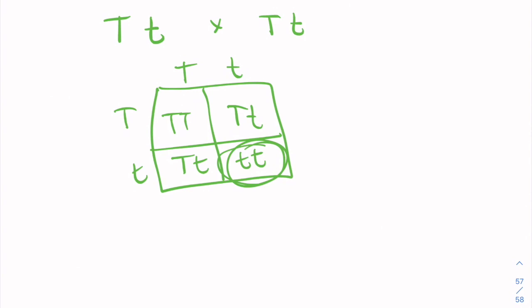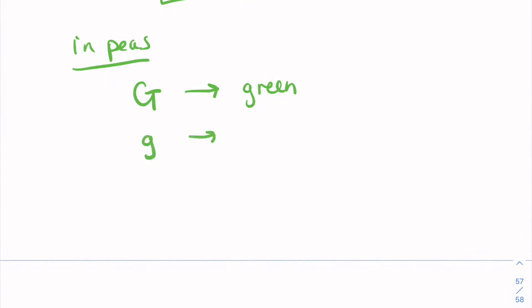I want to give you a new trait. So in pea plants, a dominant allele, capital G, causes the peas to be green. Yes, most peas are green. But there is a recessive form of the allele that causes them to be yellow. I have never eaten yellow peas, but apparently they do exist. And it's caused by a recessive allele.